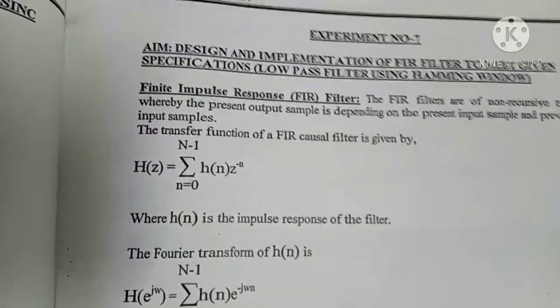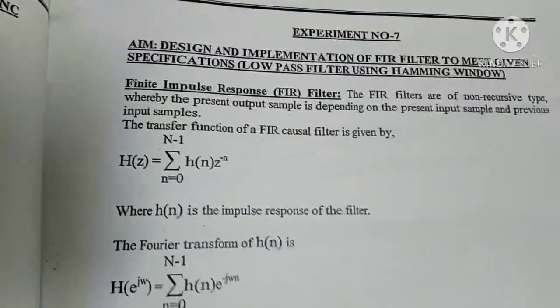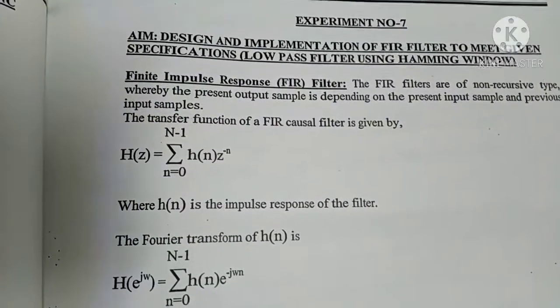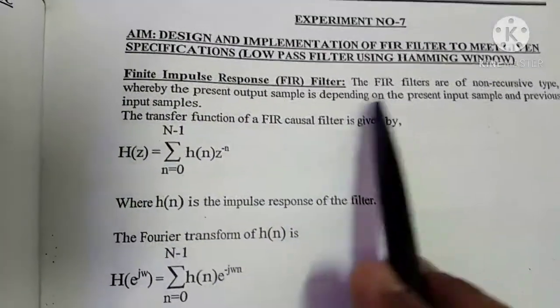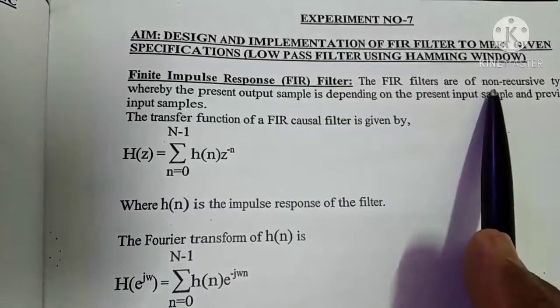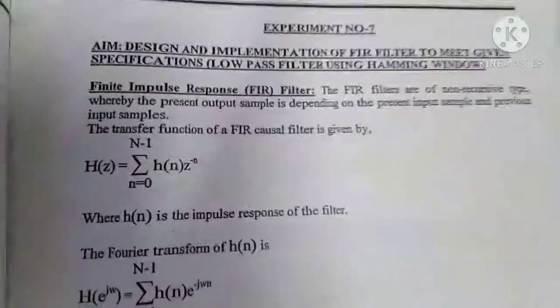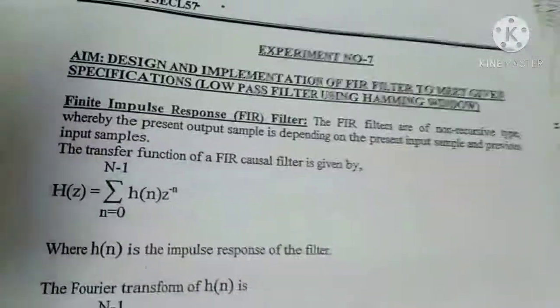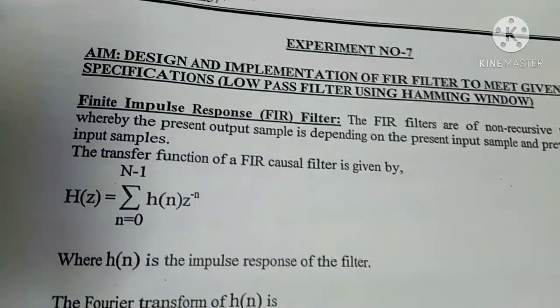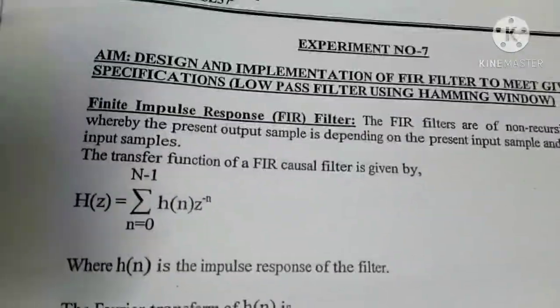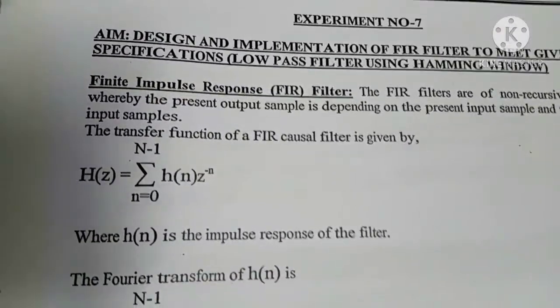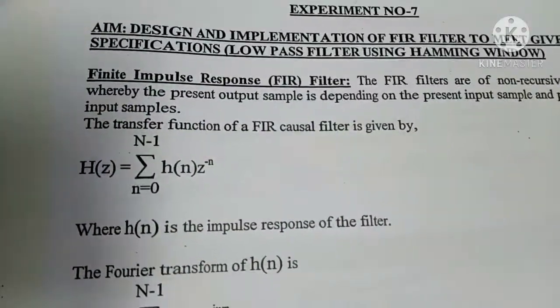So next one is design and implement the FIR filter to meet the given specification. We are generating a low pass filter using a Hamming window. And FIR, you know what FIR is? FIR indicates finite impulse response. The impulse response, that is h of n, is finite, so we call it by the name finite impulse response. IIR means infinite impulse response.